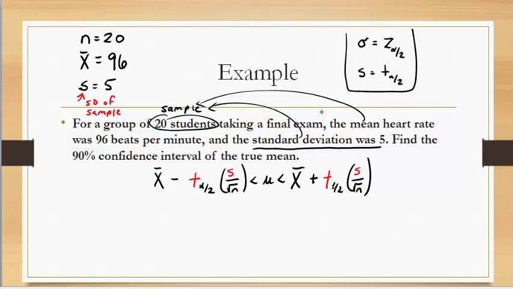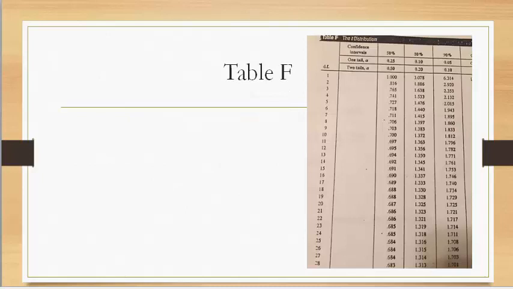Now, the T-score simply comes from a different table. So you should have back in Georgia View a copy of the table posted. The table that we're going to be using is called Table F, and a portion of it looks like what you see here on the screen.